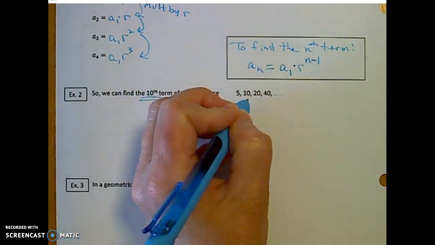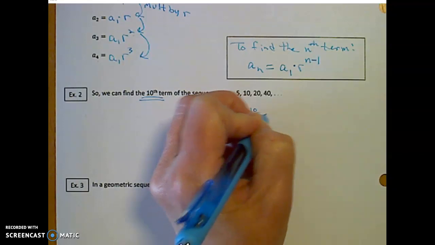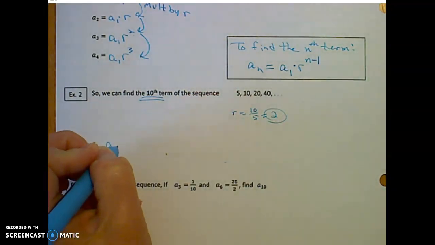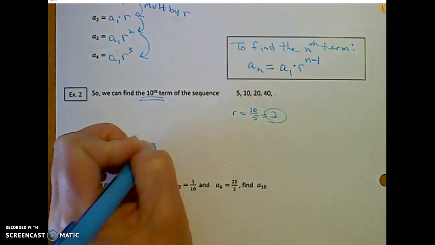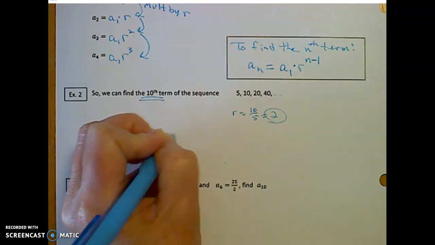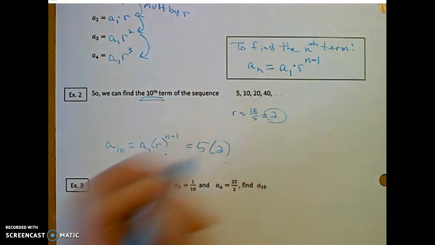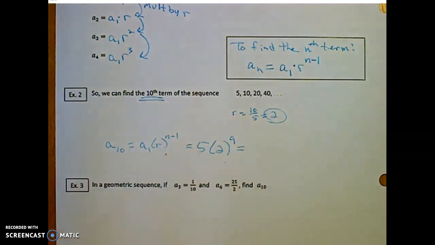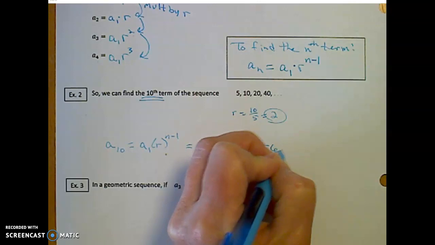Find the 10th term of this sequence. Find the common ratio, always a term divided by its previous, and it's the common ratio. So the nth term of the sequence will always be the first term times the ratio to the n minus 1. In this case, the first term was 5, common ratio is 2. I want the 10th term, 10 minus 1, which is 9. Pick up your calculator, pause, figure that out, and I got the 10th term is 2560.